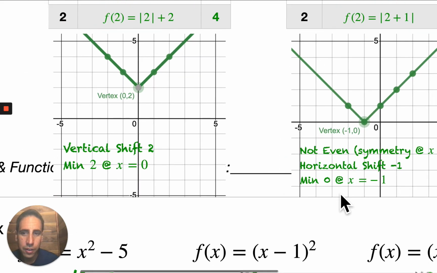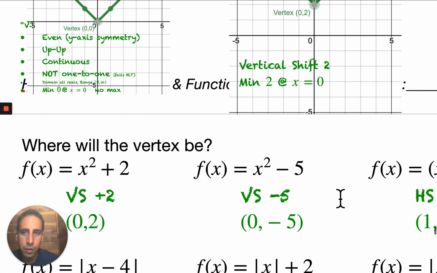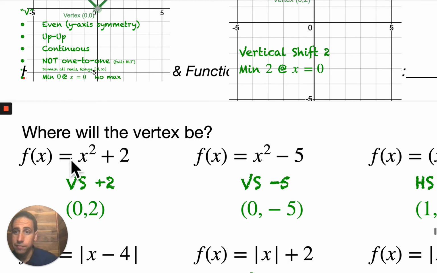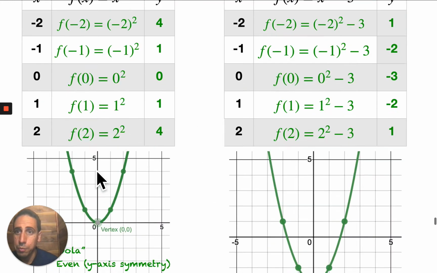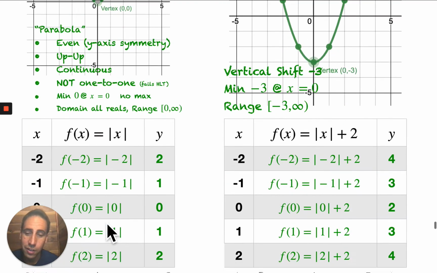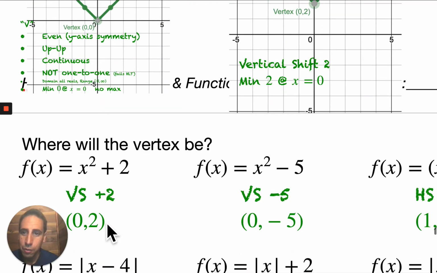I wonder if we could predict where the vertex would be even without graphing it. The parabola's vertex starts at 0, 0. It looks like this +2 would just shift the whole parabola up 2 units. It would have a vertical shift of +2. And so therefore, you can say, oh, without even graphing, I know where the vertex is. It's going to be at 0, 2.